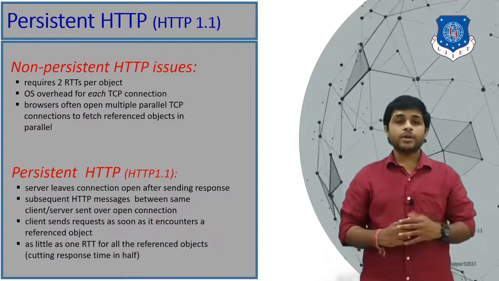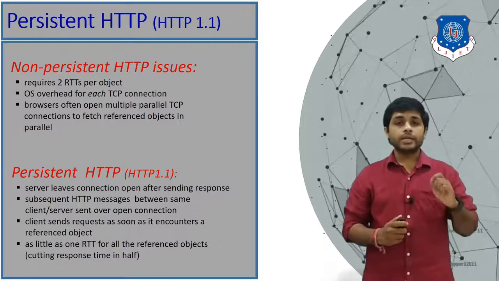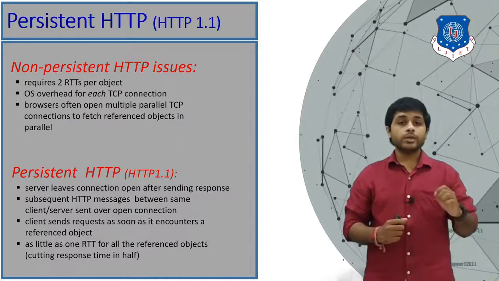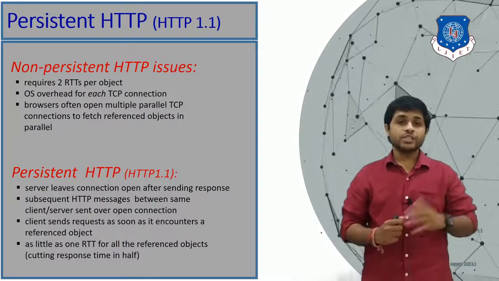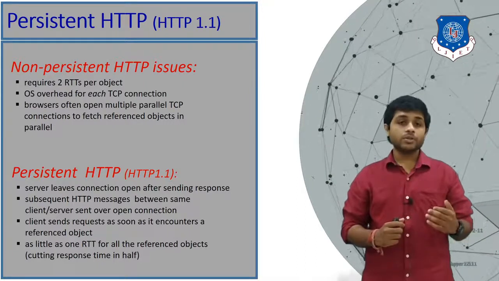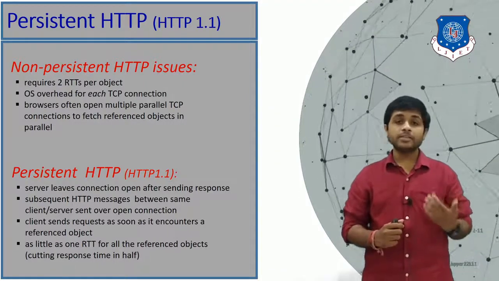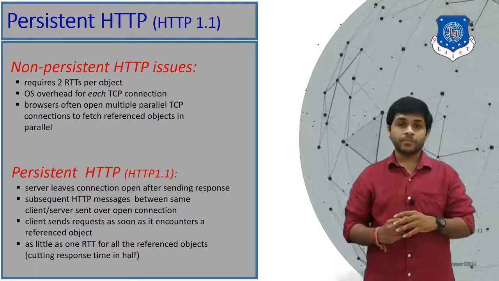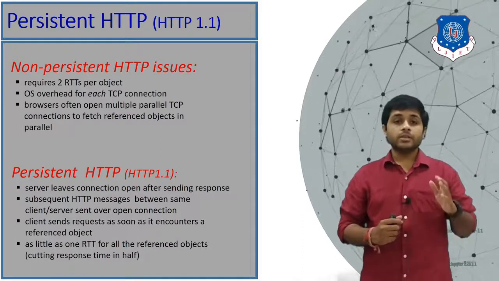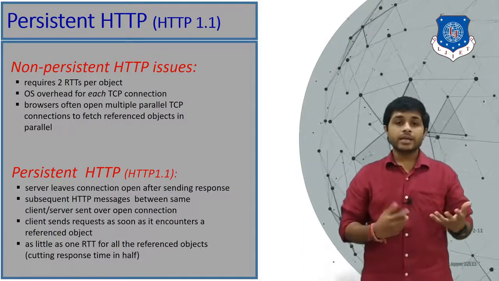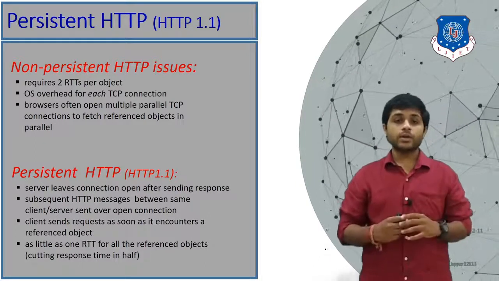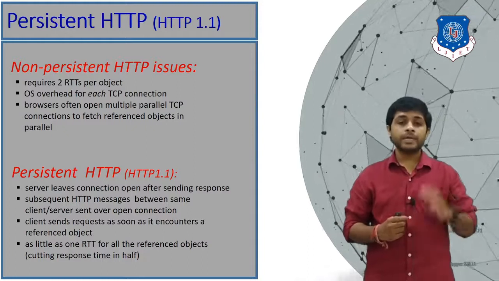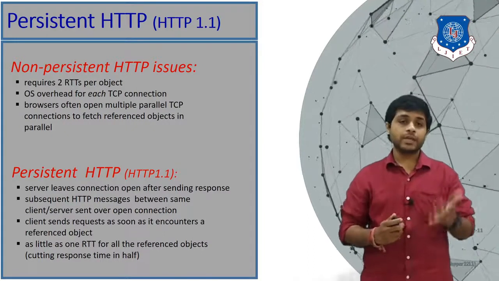So let's compare those two methods quickly. In the non-persistent HTTP, it requires 2 RTT per object. The OS has overhead for each TCP connection, and browsers often open multiple parallel TCP connections if they want to access many objects at a time. In the persistent HTTP, more than one object can be transferred in one connection, and it requires a much lower round trip time as compared to the non-persistent HTTP.